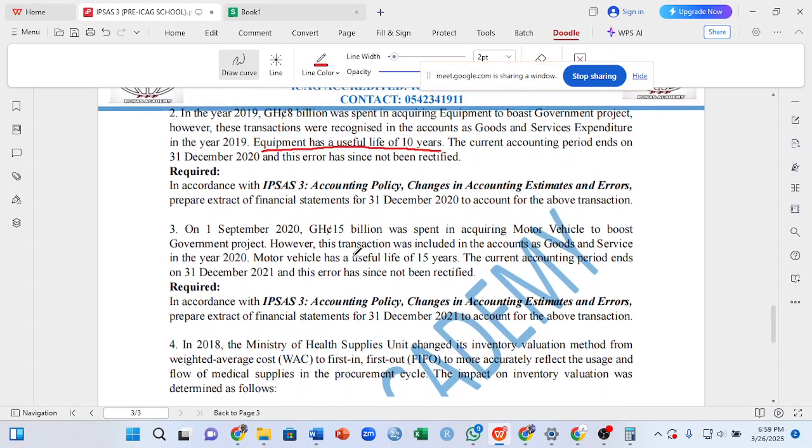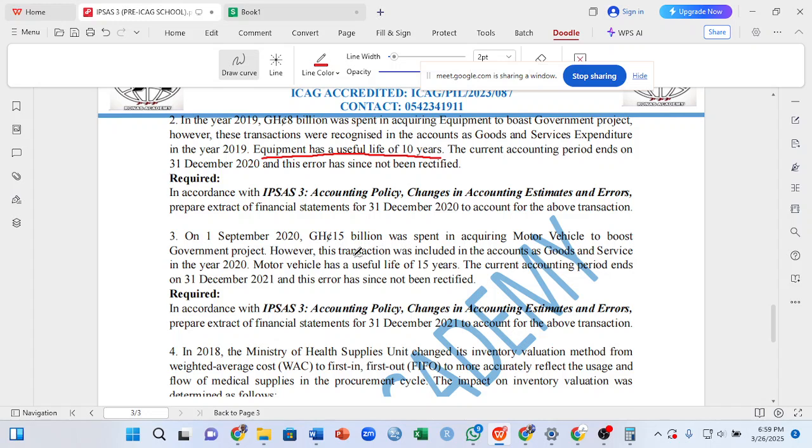So my next question is, what is the difference between question two and question three? What do you think is making the two different? Don't tell me because the figure is different. Don't tell me because this one is a train, this one is a motor vehicle. The useful life. No, no, I don't want that one. Another one.